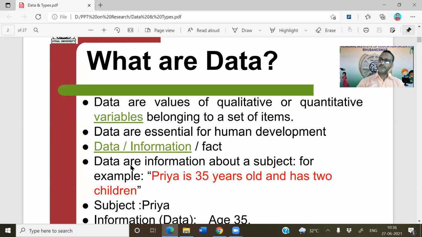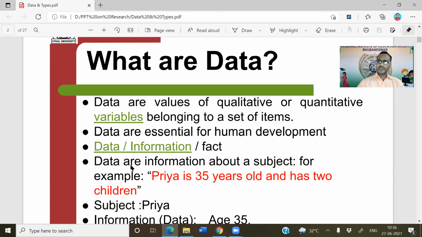And data are essential for human development because our research contributes to human development. The research contributes to the development of education, development of economy, development of medical science. And therefore, we make all kinds of decisions, all kinds of conclusions from the data only. Therefore, data are essential for human development.